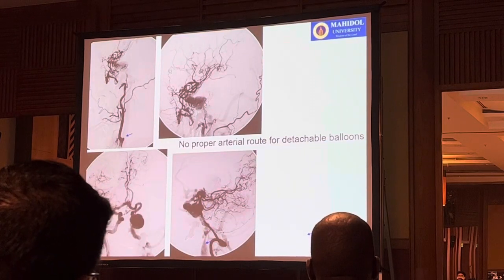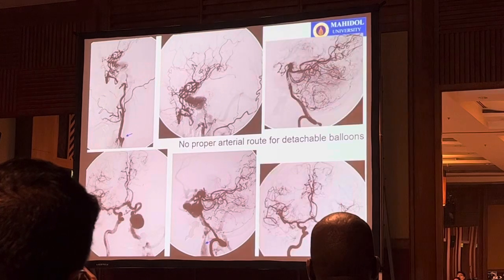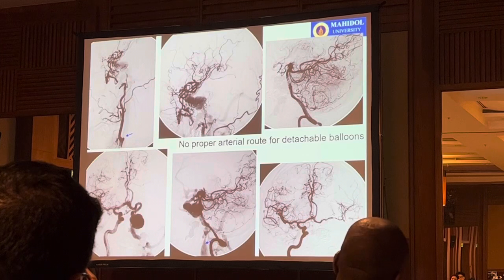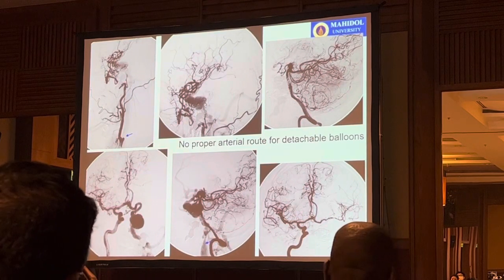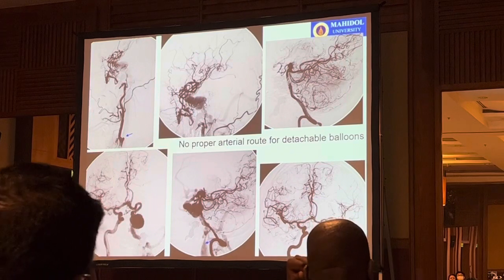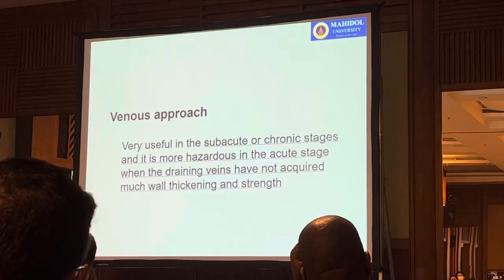And look at this. The only way is to go through the contralateral carotid and try to go inside, and that's what we do with the contralateral. We pass through the A-comm and put in all the embolic material that can close up the fistula.